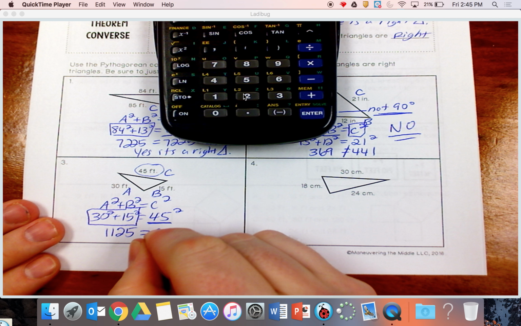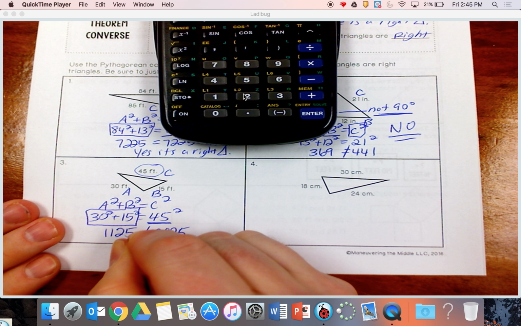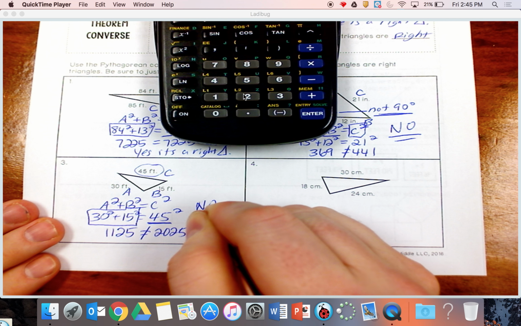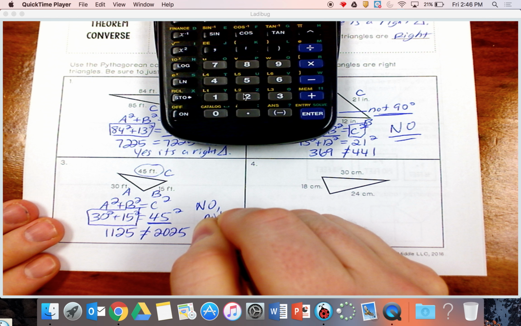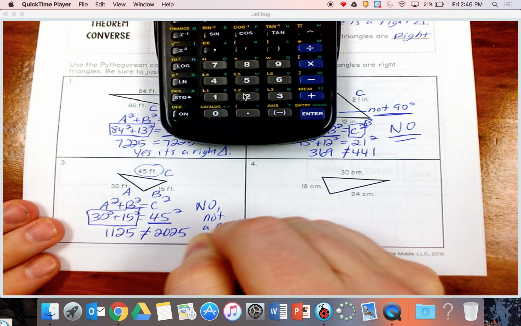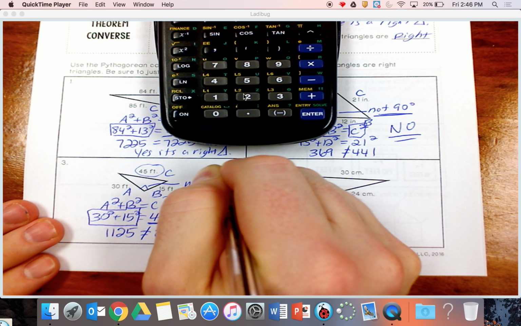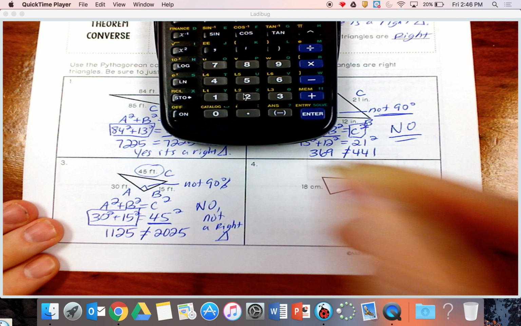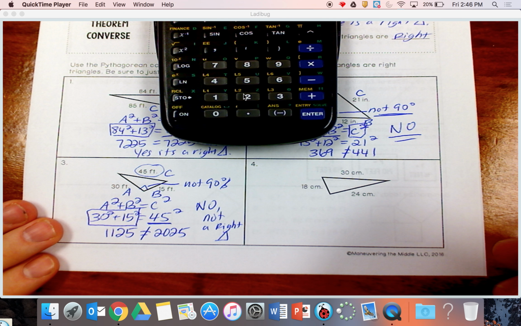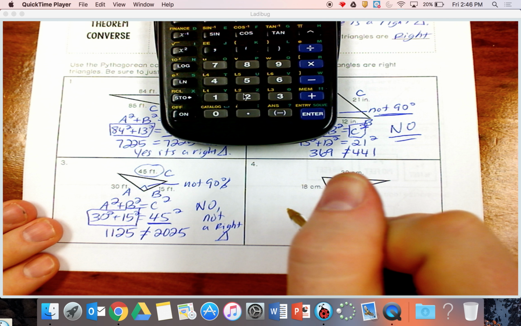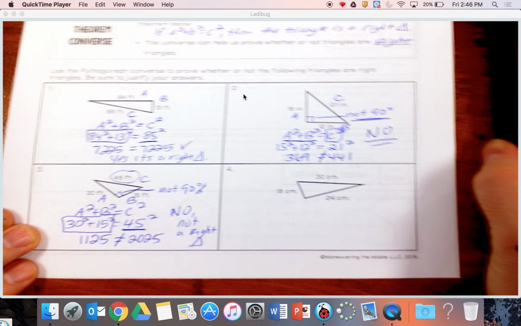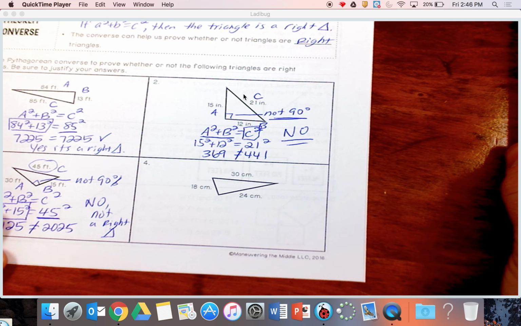Oh, too big. It won't work. So that's a no. This is not a right triangle. So this right here is not 90 degrees. So I know it's not a right triangle. Okay? Number 4, if you do the same thing again, just label your sides.